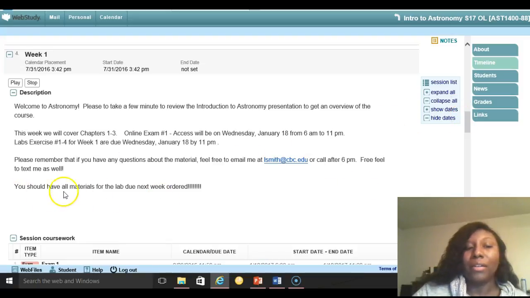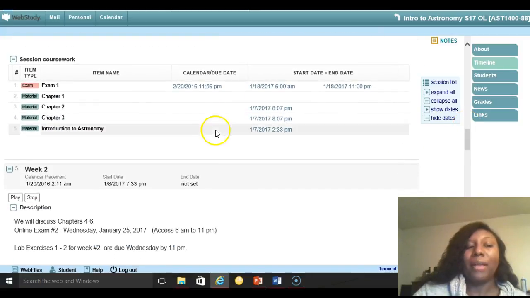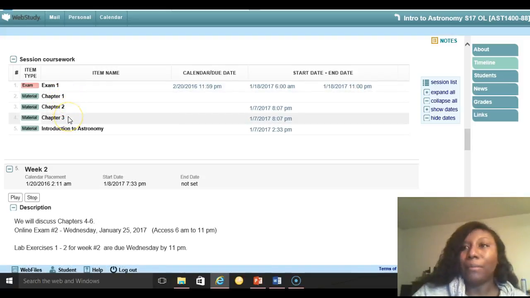Also notice for week 1, make sure you order your materials for week 2 in advance because it will take some time to get it in. The materials are also very inexpensive. For exam 1, and each week is set up like this, you will notice when the exam is going to be accessible for you. Also, your chapters are organized as such. All of your chapters are narrated by me in a PowerPoint fashion.